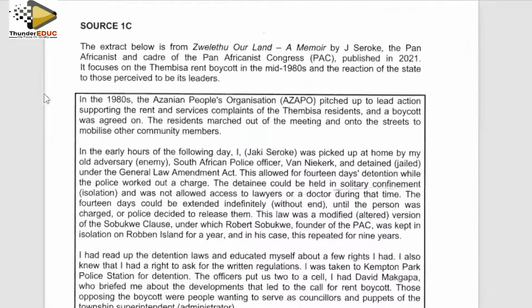We go to our source. It says in the 1980s, the Azanian People's Organization pitched up to lead action supporting the rent and service complaints of the Tembisa residents. So our answer is just here. We extract the Azanian People's Organization, or in short, AZAPO. That was the organization, our response to the first question. We go on to the next question.